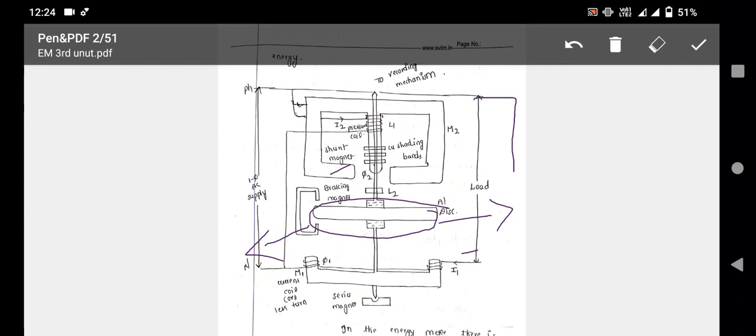Now what are the main parts? Again, driving system is the shunt and series magnets. Moving system, it is aluminum disc comes under moving system, a spindle attached to the aluminum disc. On the aluminum disc holes are provided to reduce the error, creeping error. And a brake magnet comes under braking system. And registering system, this spindle is attached to recording mechanism.